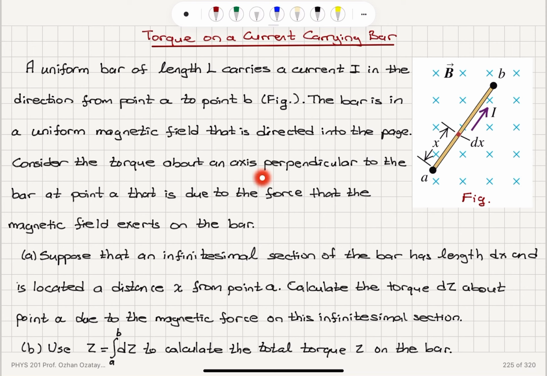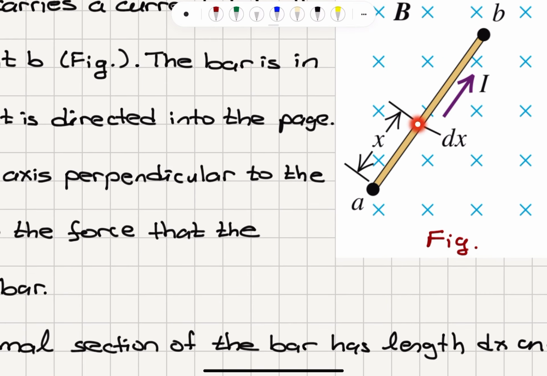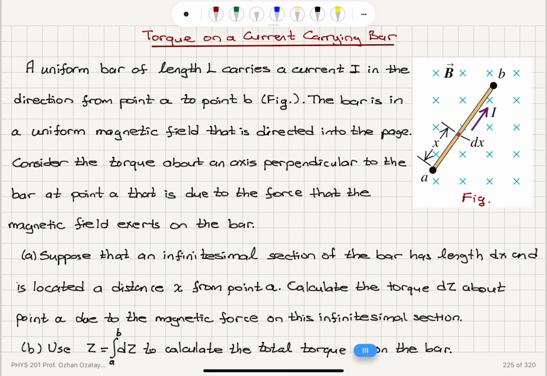Consider the torque about an axis perpendicular to the bar at point A that is due to the force that the magnetic field exerts on the bar. Part A, suppose that an infinitesimal section of the bar has length dx, this part, and is located at distance x from point A. Calculate the torque d tau about point A due to the magnetic force on this infinitesimal section.